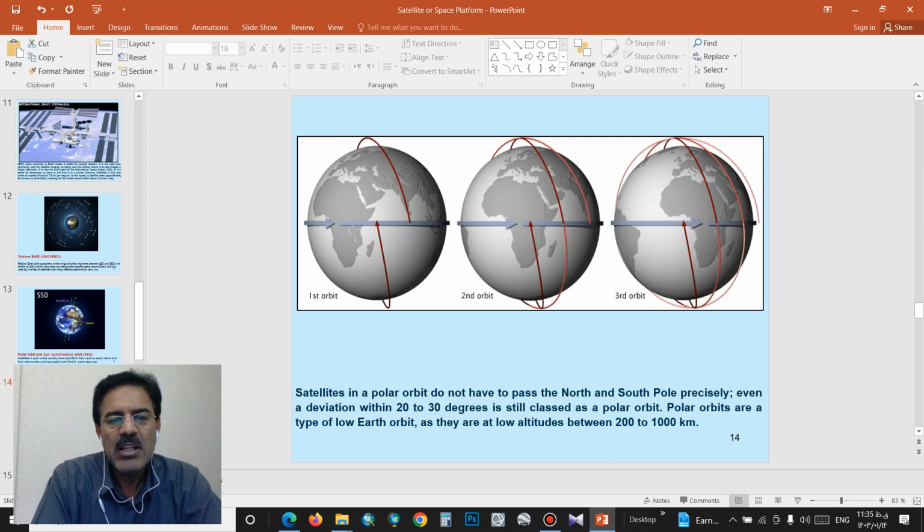Satellites in a polar orbit do not have to pass the north and south pole precisely; even a deviation within 20 to 30 degrees is still classed as a polar orbit. Polar orbits are a type of low Earth orbit, as they are at low altitude, between 200 to 1000 kilometers.